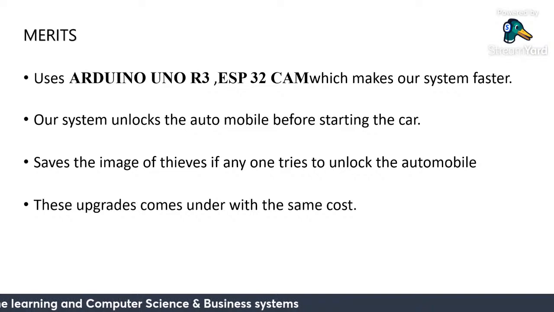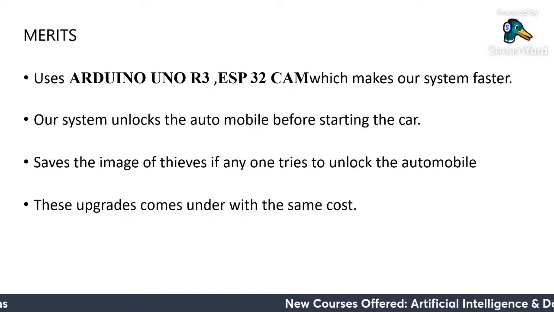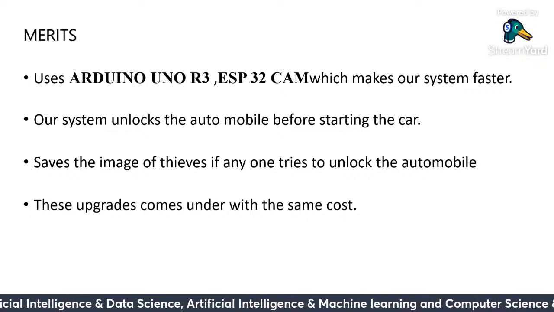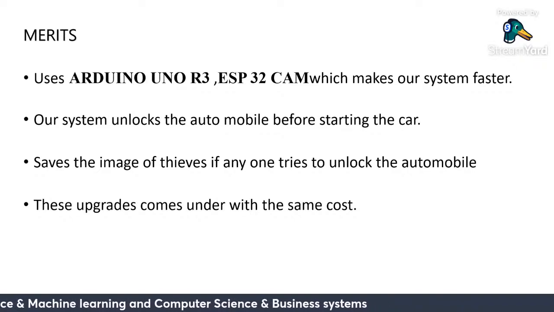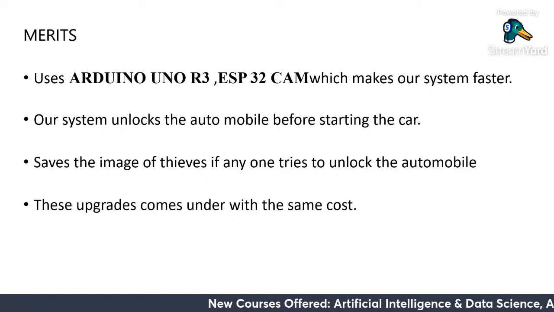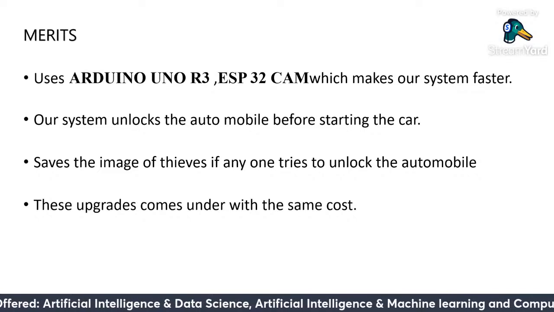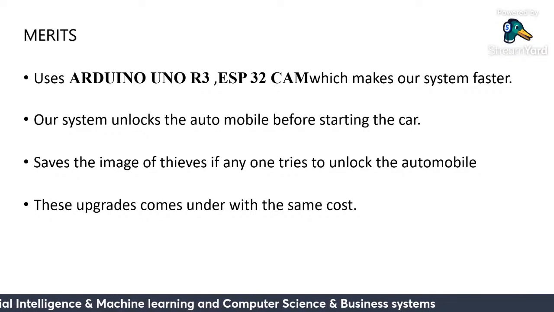And the merits of our project: we used the Arduino Uno R3 with a combination of the ESP32 cam, which makes our system faster. Our system unlocks the automobile before starting the car, whereas the previous system only unlocks the door, and easily a thief can unlock the car by short-circuiting the lines in the start-stop system. But in this system, it is not possible. Only when the user face is granted does the car start. When an unauthorized user tries to unlock the car, it saves the images in the SD card as well as sends the image to the user using a Gmail API which we used in this microcontroller.